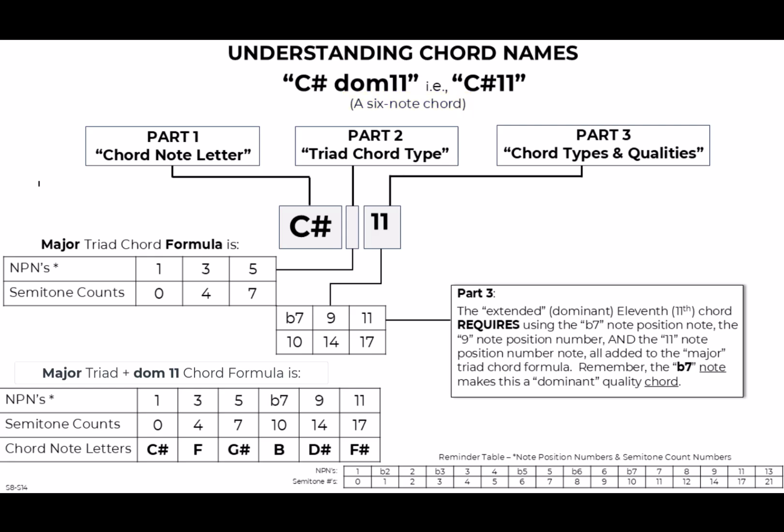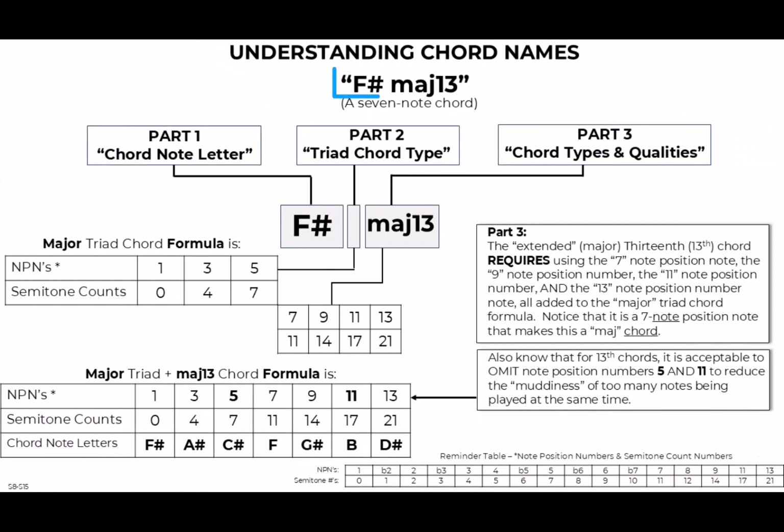By now, you may be getting bored with how easy this is, but let's do a few more chord naming examples before wrapping up. Now let's look at an F sharp major 13th chord. Part 1 tells us we have an F sharp chord letter name, as well as being the F sharp starting note, as we see. In part 2, we now know the absence of a letter identifies it to be a, quote, major triad chord type. Nothing new or different here.